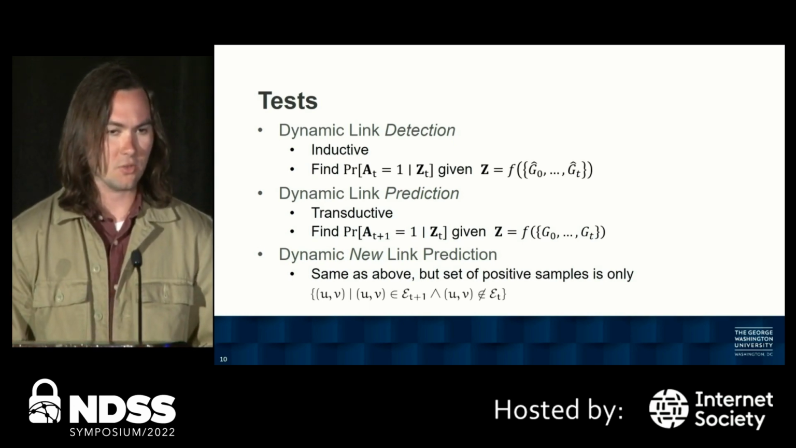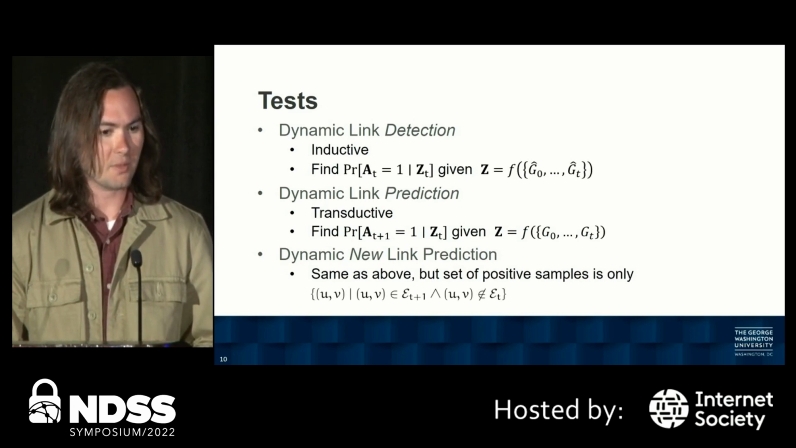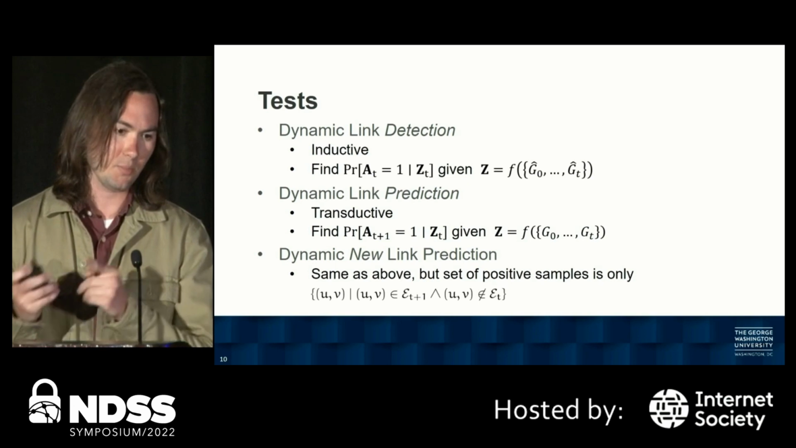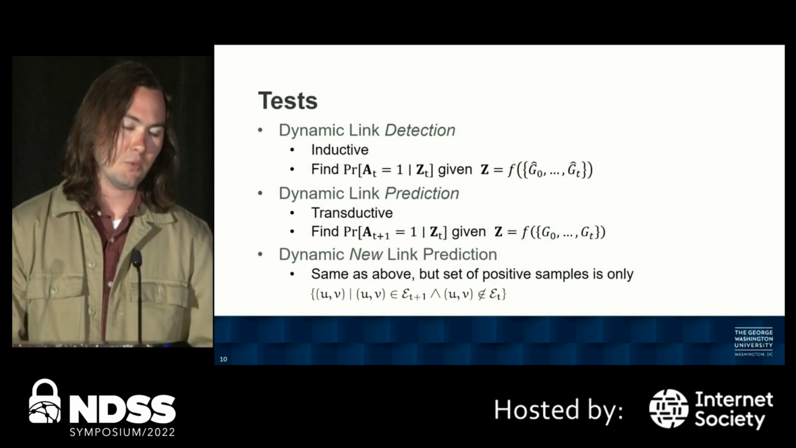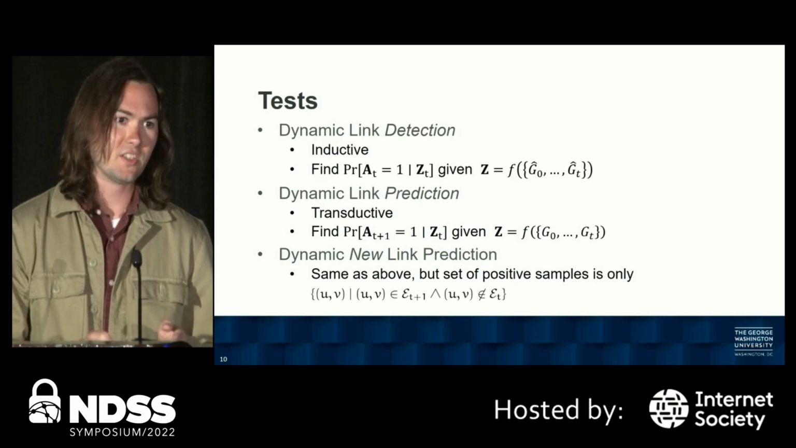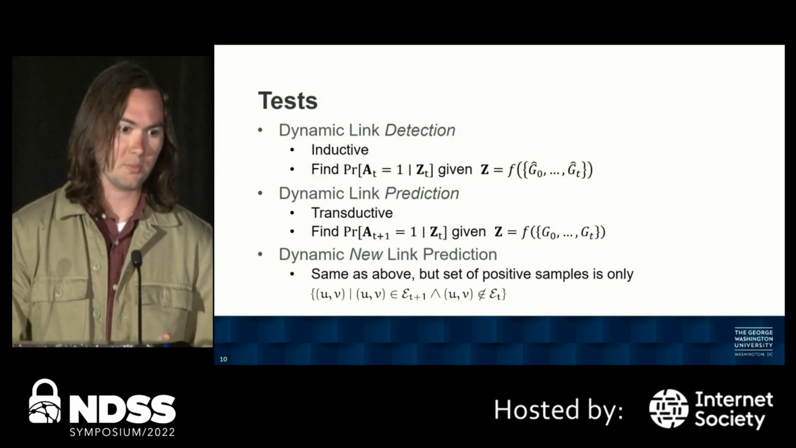And then finally, dynamic new link prediction, which is sort of the same thing, but we're only looking at edges that are in the next time step that were not in the previous time step, which is just to verify that it is being able to predict temporal patterns of when new edges will appear in time.